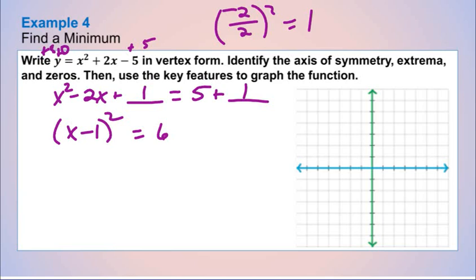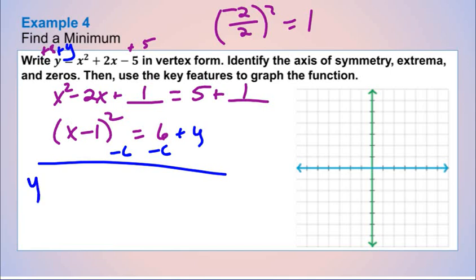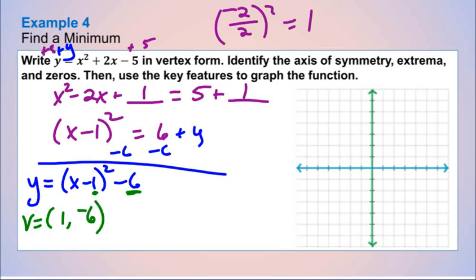Now to put this into vertex form, I'm going to put the y here, because in vertex form we're going to have the y. So when I subtract 6 on both sides, I'm now left with y equaling x minus 1 squared minus 6. And why is that important? Because this 1 and this minus 6 is my vertex. So my vertex is actually at 1, not negative 1, and negative 6. Because this is my h and this is my k.